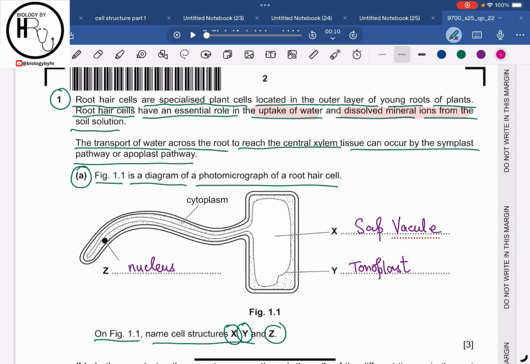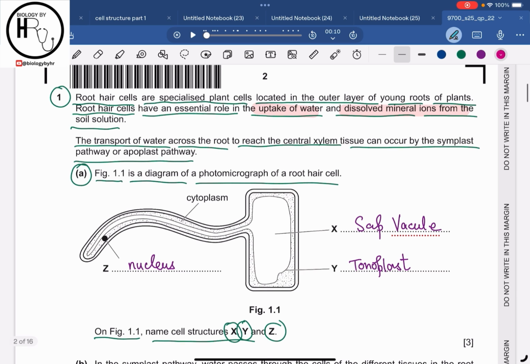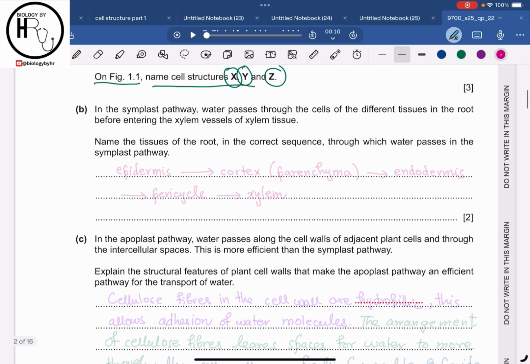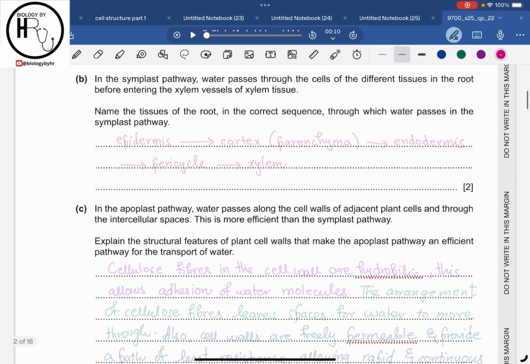Now if I generally discuss with you guys the idea of the symplast and the apoplast pathway. So basically what is the symplast pathway and what is the apoplast pathway? In the apoplast pathway, it involves the movement of the water through the cell wall, right? It involves the movement of the solution through the cell wall and the intercellular spaces. And the symplast pathway involves the movement through the interconnected cytoplasm through the plasmodesmata, right? So now let's look at part B of this question.